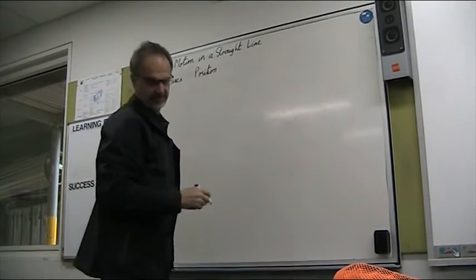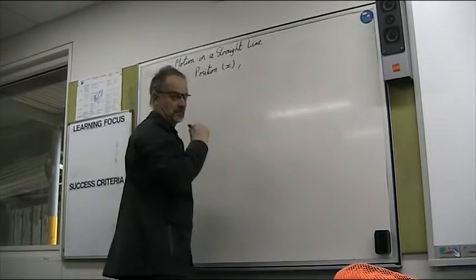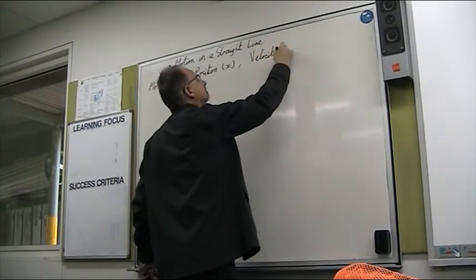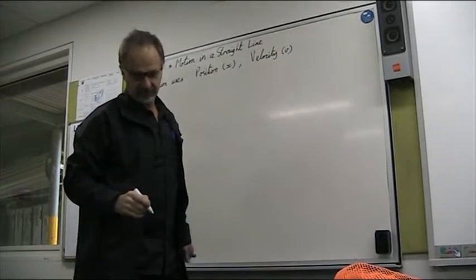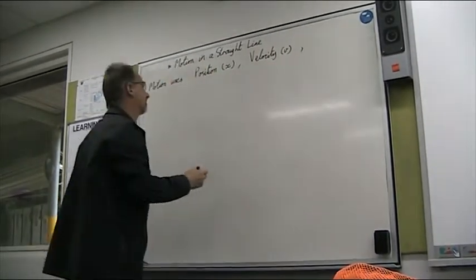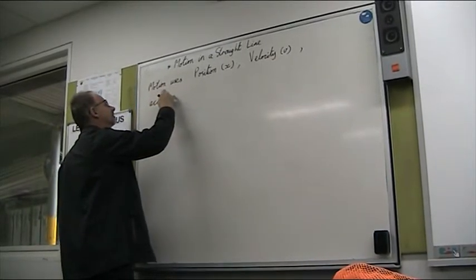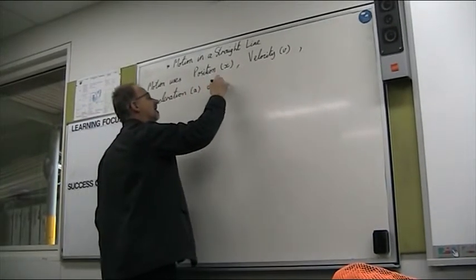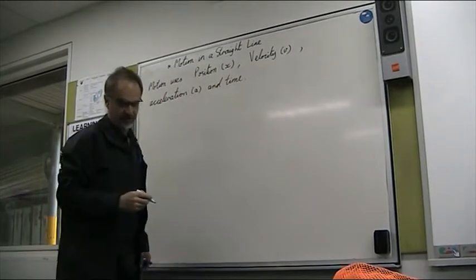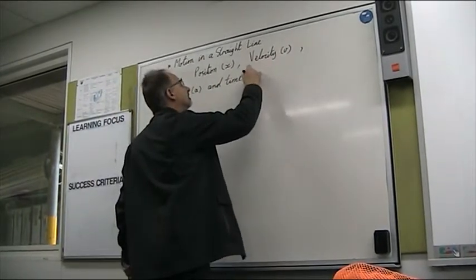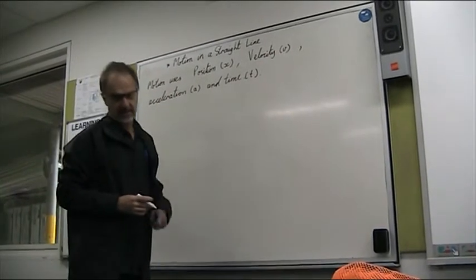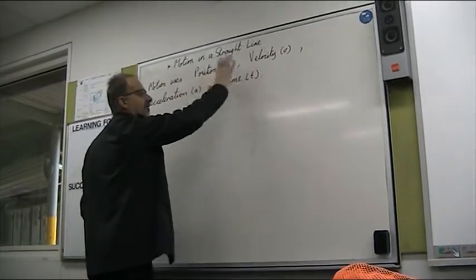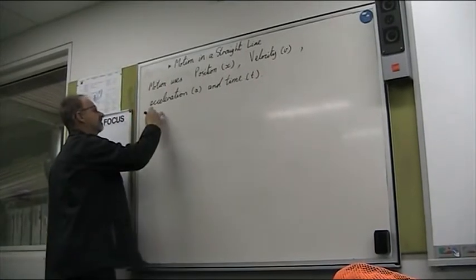Position, where something is, usually is x in maths. Velocity, v. Acceleration, which is a, and time, which is t. Now these four things are related to each other, and they're related in the following way.